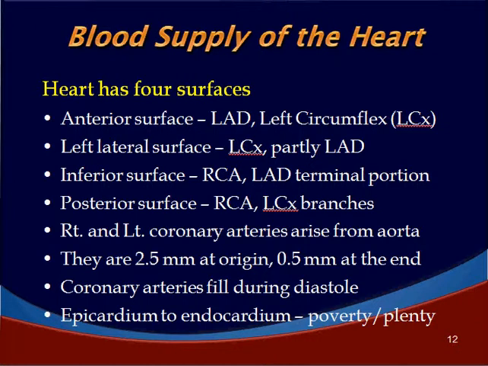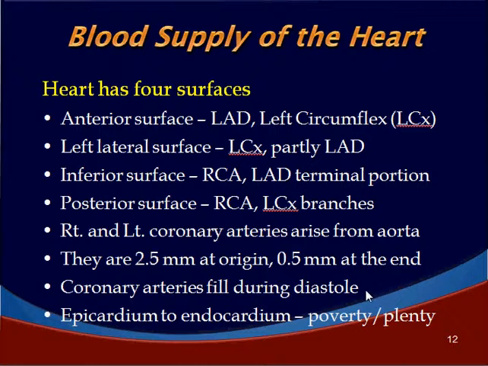The heart can be viewed as having four different surfaces. The anterior surface is covered by the left anterior descending artery and left circumflex artery. The left lateral surface is covered by the left circumflex artery and partly by the LAD. The inferior surface of the heart is covered by the right coronary artery and LAD terminal branches. The posterior surface of the heart is covered by RCA and LCX branches. The right and left coronary arteries arise from the aorta. They are 2.5 millimeters at the origin, 0.5 millimeters at the end.